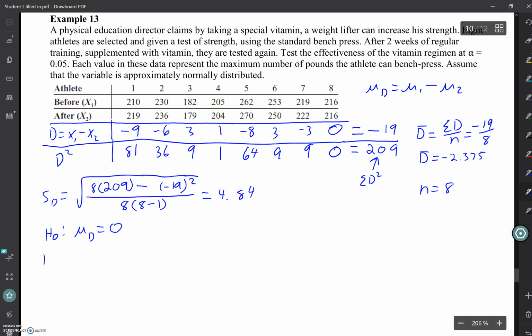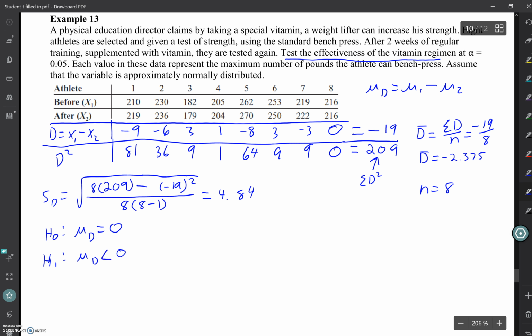Now, they asked me to test the claim that the vitamin regimen is effective, right? Yes. Right. Effectiveness would mean if it's effective, you should be able to lift more, right? So if that's the case, if you can lift more after, your after weights are greater, and your before minus your after, would they be a positive or a negative result? Negative. So when you're putting it in your hypothesis, what sign do you want? Should you be less than 0 or greater than 0?